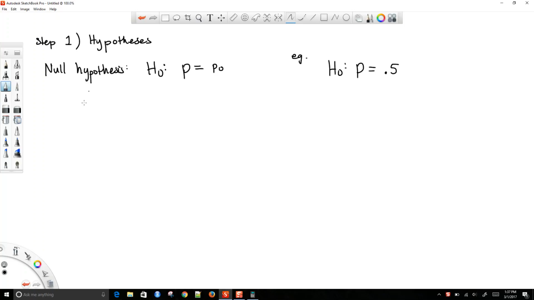One thing to note is that the null hypothesis always has an equal sign. And we write our null hypothesis almost with the hope of eventually rejecting it.